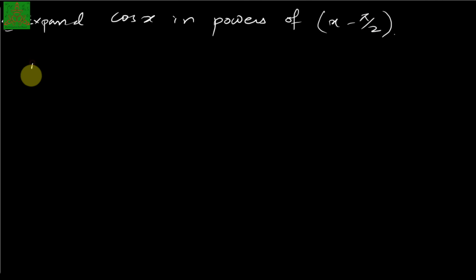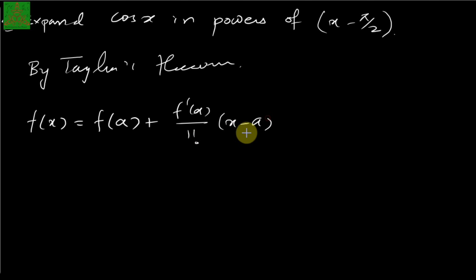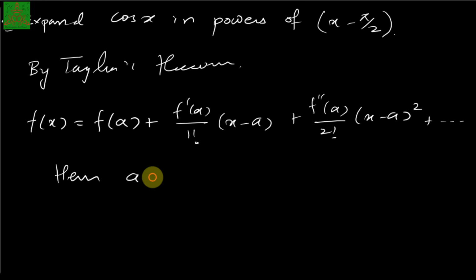By Taylor's theorem, we have f of x is equal to f of a plus f dash of a upon 1 factorial into x minus a plus f double dash of a upon 2 factorial into x minus a square, and so on. Here the value of a is pi by 2, so that is in powers of x minus pi by 2 you will have. The function f of x we have been given is cos x.